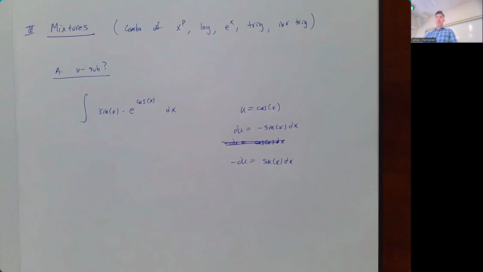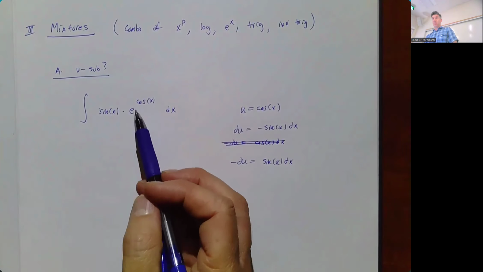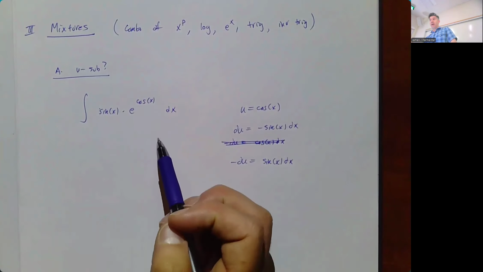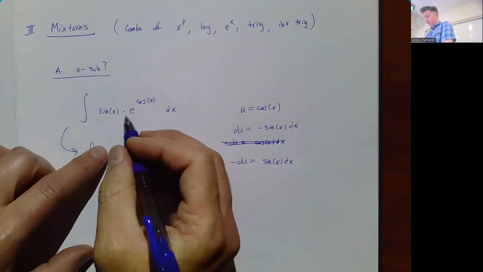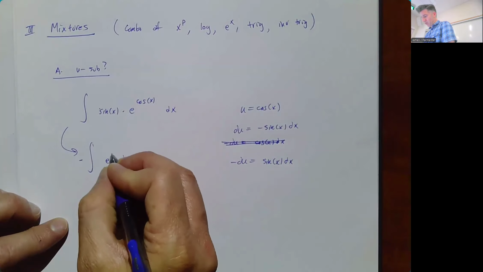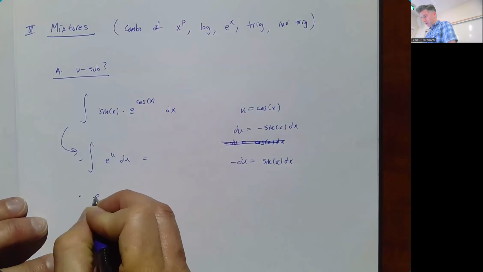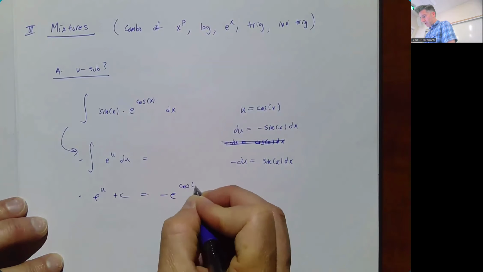We could pick u equal to sine and be wrong, because then the derivative would be cosine of x times dx, and we don't have that. That cosine of x is stuck in the exponent. It is not getting multiplied by dx there. So here, if we did it this way, we'd end up with the integral of negative du times e to the u. So we get negative e to the u plus c, which is negative e to the cosine of x.